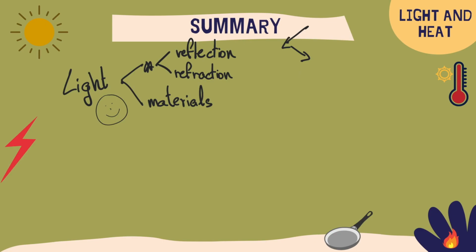And refraction is when you change the substance, with different densities. For example, imagine this is a pencil and then here it changes a little bit the direction and it looks like it's broken. And last, about materials, we have two types of materials regarding light.